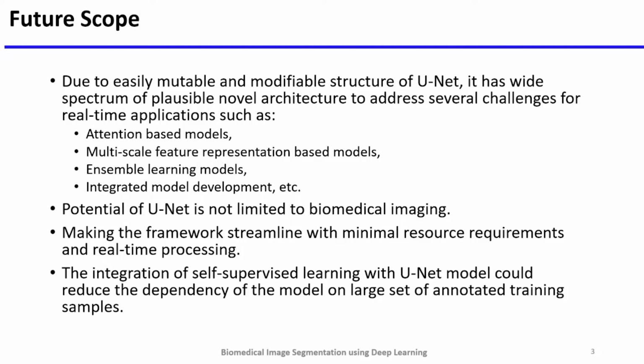The potential of UNet model can also be extended to other application domains that require segmentation of objects and regions, such as autonomous driving, anomaly segmentation, etc. In addition, since deep learning models are not resource friendly, we can design some framework with minimal resource requirements to make it fit for deployment in the real world. Moreover, we can also reduce the dependency of the deep learning models on large amounts of annotated data samples with the help of emerging self-supervised learning strategies.